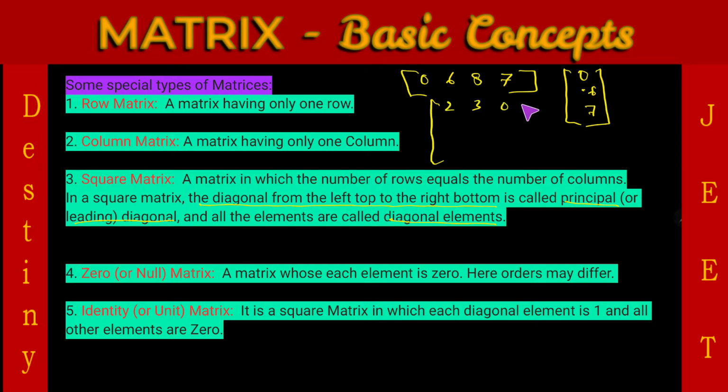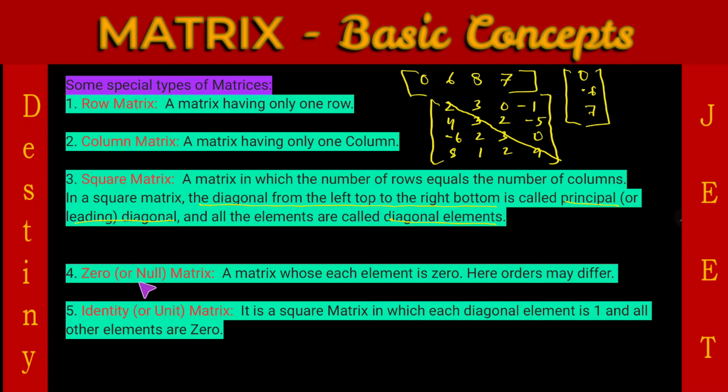2, 3, 0, -1, 4, 3, 2, -5, -6, 2, 3, 0, 8, 1, 2, 9. Here we see from the left top to the right bottom, this line is called the principal or leading diagonal, and all the elements on this diagonal are called diagonal elements. Here 2, 3, 3, 9 are diagonal elements.